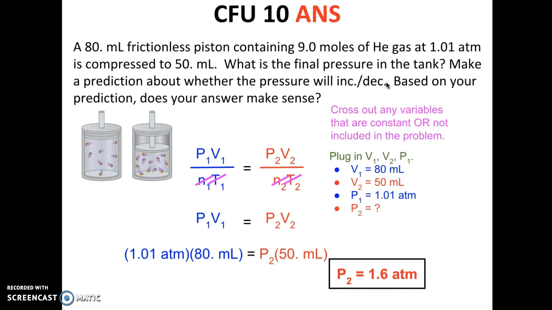So if you're looking at this and you're like, I'm really confused, I'm not sure where you're getting it from, your job is to pause the video and go back and make sure you can see where she gets V1 is equal to 80 milliliters, etc. So that's sort of what you have to do as an active learner in this.